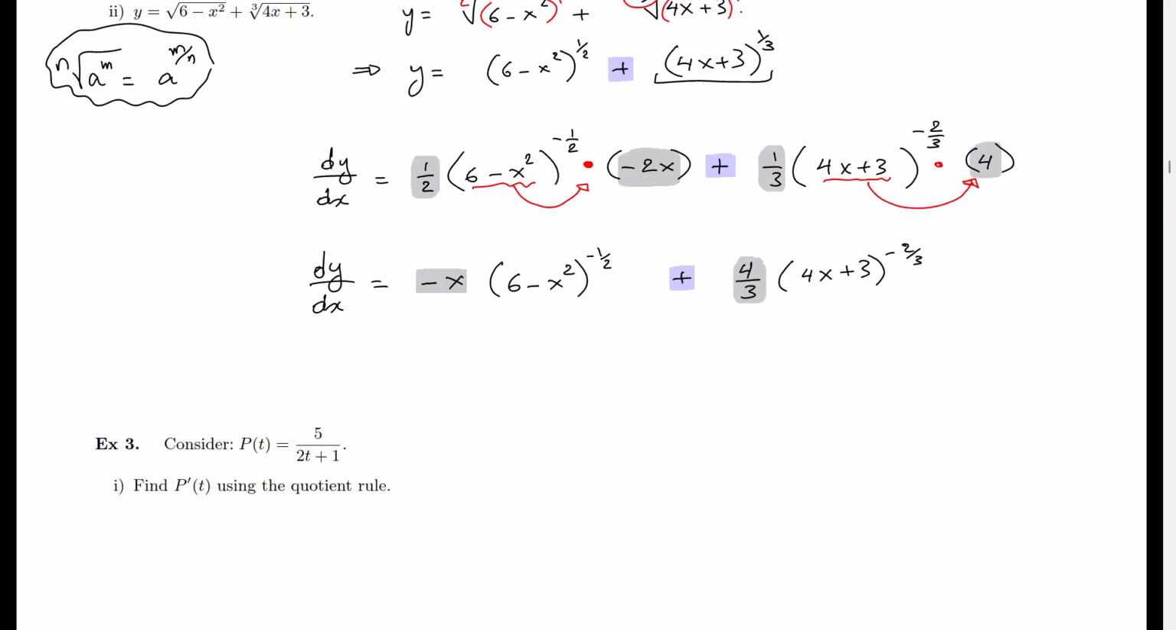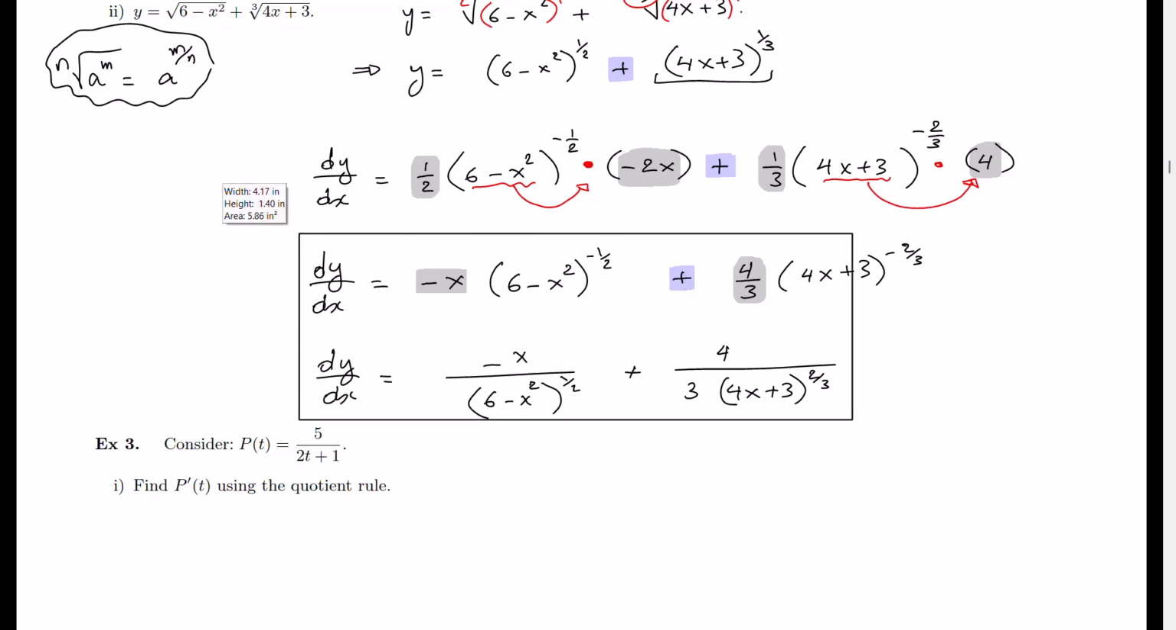Now, we don't have any issues with negative powers in this problem, but if you wanted to rewrite the answer without negative exponents, then you can write it like negative x divided by the 6 minus x squared to the power of 1/2. In other terms, I can bring this to the denominator as long as I switch the exponent from negative to positive. And I can do the same thing on the second one. I can write 4 divided by 3, 4x plus 3 to the power of 2/3. I can rewrite this base without the negative exponent as long as I bring it to the denominator and switch the exponent to positive.